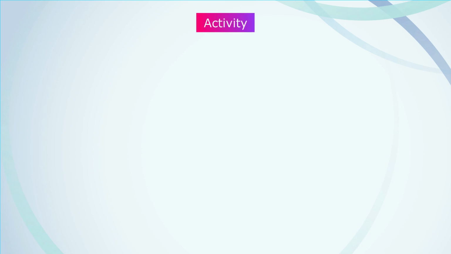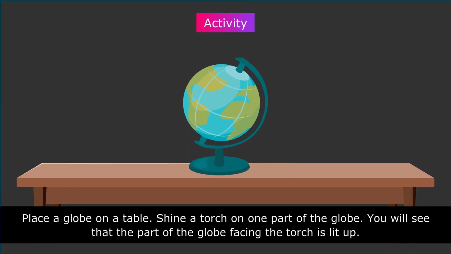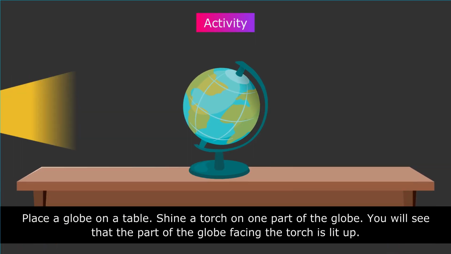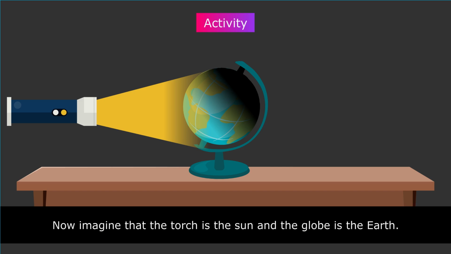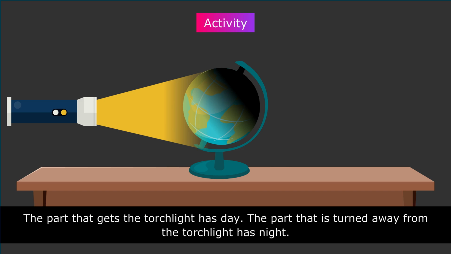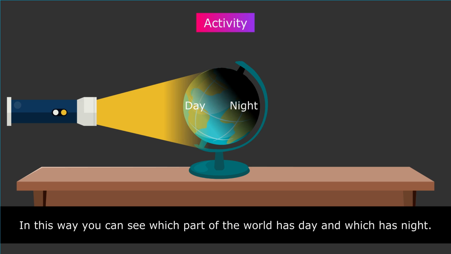Activity. Place a globe on a table. Shine a torch on one part of the globe. You will see that the part of the globe facing the torch is lit up. Now imagine that the torch is the sun and the globe is the Earth. The part that gets the torchlight has day. The part that is turned away from the torchlight has night. In this way you can see which part of the world has day and which has night.